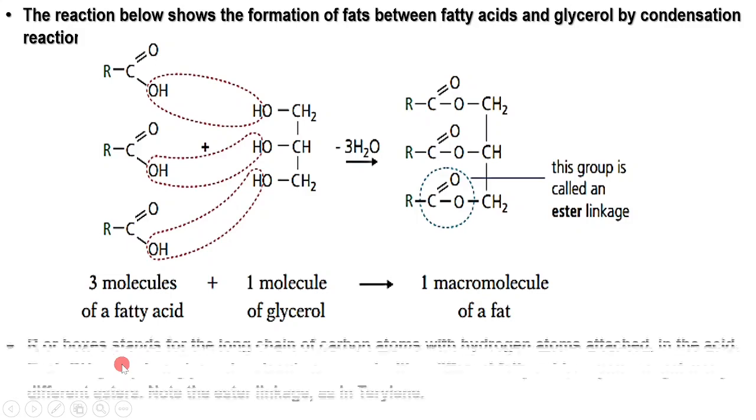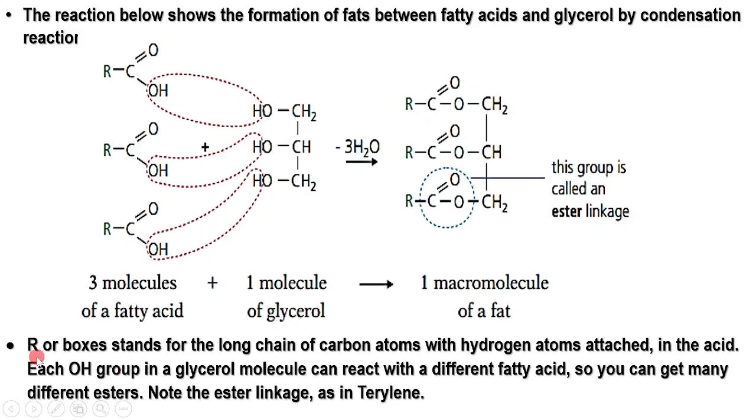So here, R, this one or boxes, stands for the long chain. This R stands for a long chain of carbon atoms with hydrogen atoms attached in the acid. So here, this is the acid. There will be a long chain of carbon with its hydrogen there.